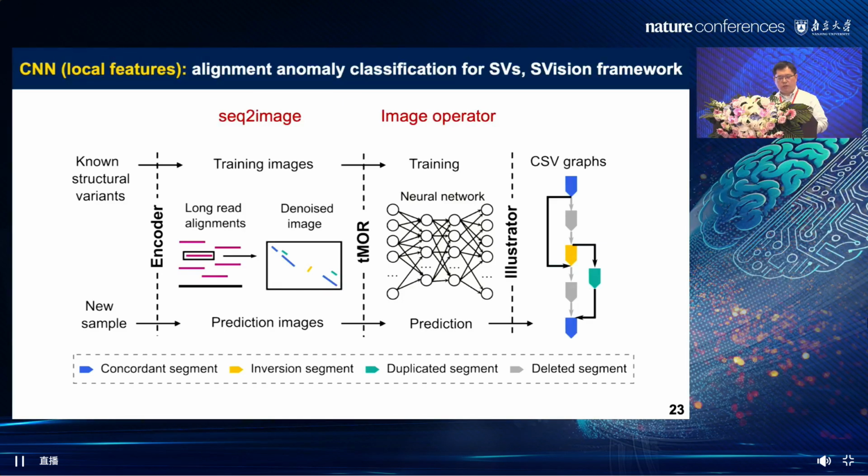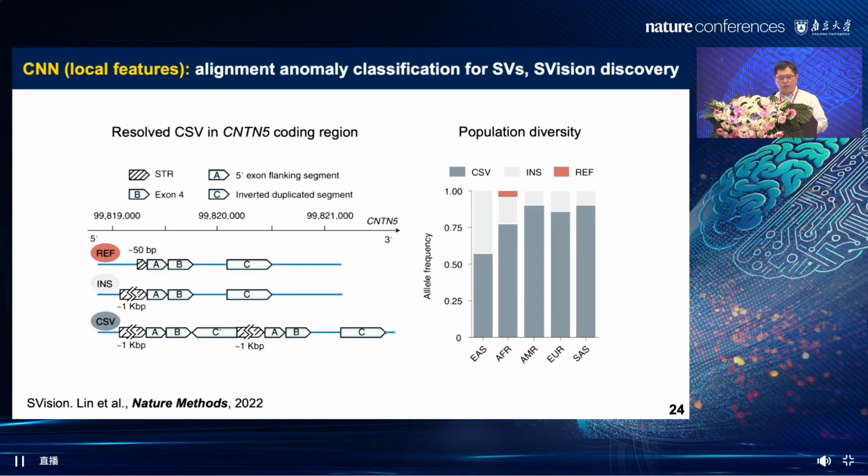So here's one example that we finally found, which is really beautiful. This is the CNTN5 gene, which is very important in neural development.